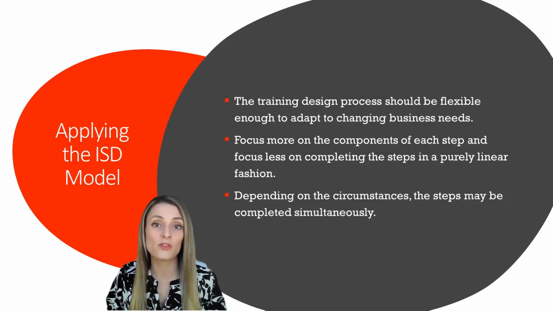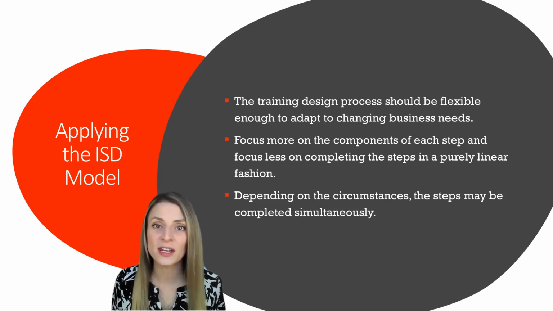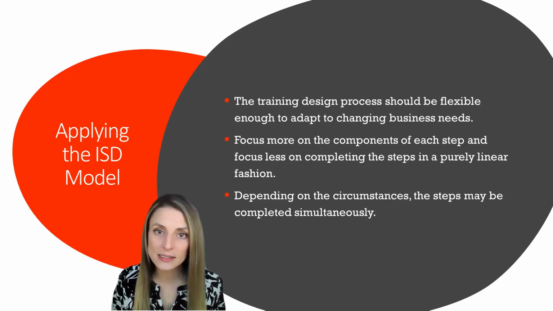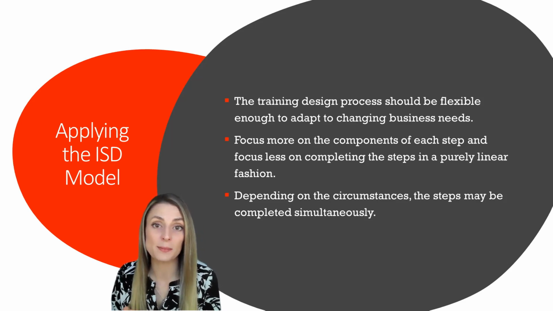In order to overcome some of the weaknesses of the ISD approach, there are a number of things that we can do. One of the most important things we can do is weave in some flexibility. We do not have to progress exactly as the model states, step 1 through 7. We may get to step 6 and realize that we need to go back to step 3 and step 4 in order to make sure that the training program is a success.